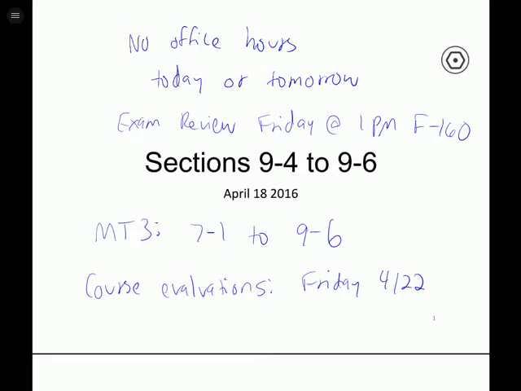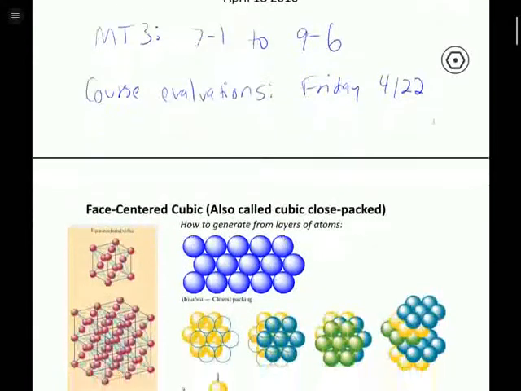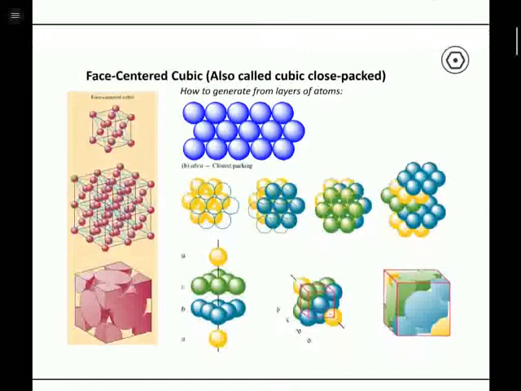Okay, so with that, let's get started with what we have left. Last time we talked about the first two types of cubic structures for metals, and now we're going to finish with the third type, which is face-centered cubic, also called cubic close-packed. This one is perhaps a little bit more difficult to visualize, especially from a layered perspective. We talked about last time how we can build all these structures by taking two-dimensional layers of atoms and stacking them on top of each other.